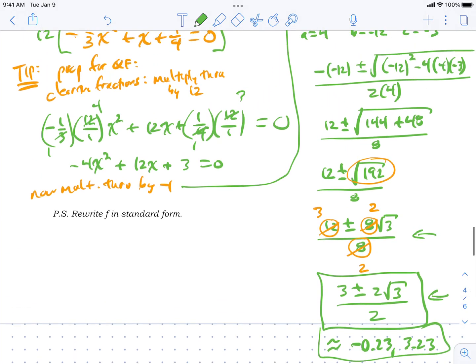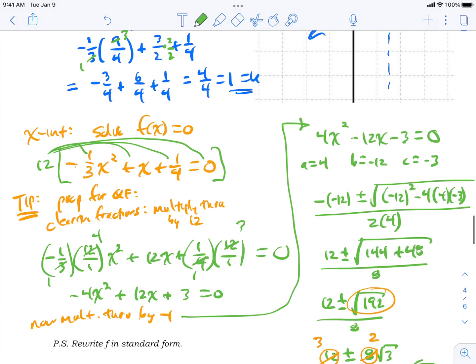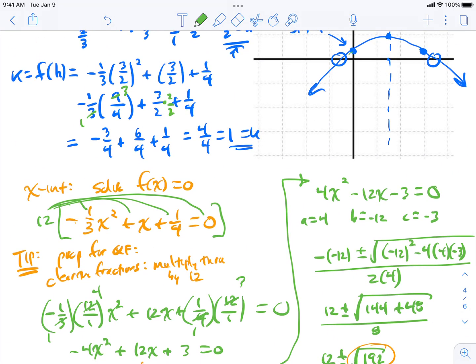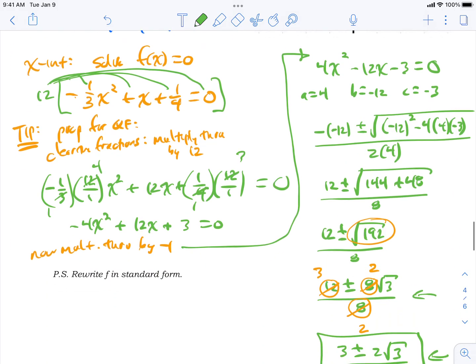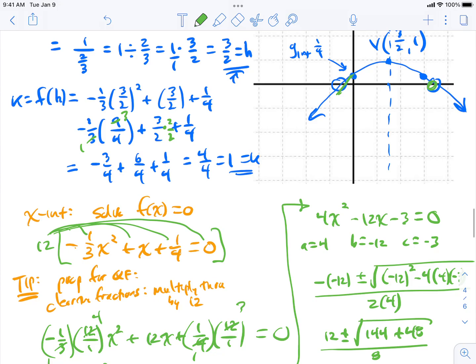Now, on this graph, does that look about right? Negative 0.23? Well, yeah, sure. Does it look about right? Positive 3.23. Sure, looks good. It's always good to have a reality check.